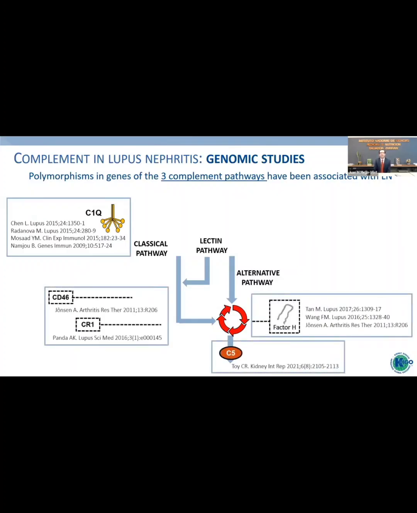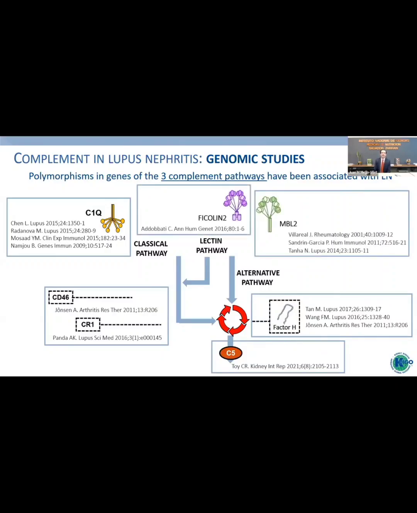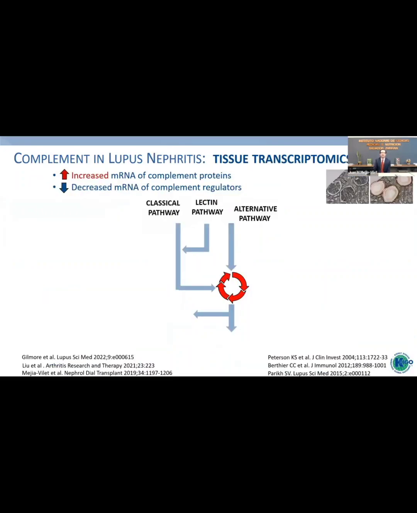also proteins in the common pathway, the alternative pathway, and the lectin pathway may predispose to developing lupus nephritis. As we see in this slide, any of the pathways may be involved in producing lupus nephritis. Let's move now to tissue transcriptomics. These studies try to see what genes are expressed directly in the kidneys of patients with lupus nephritis.